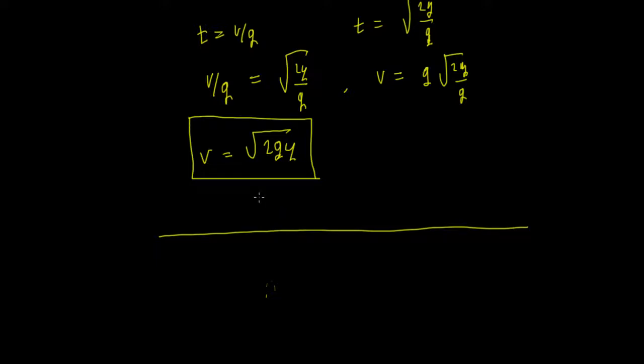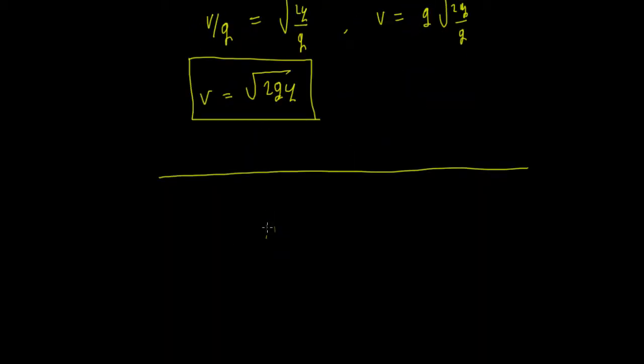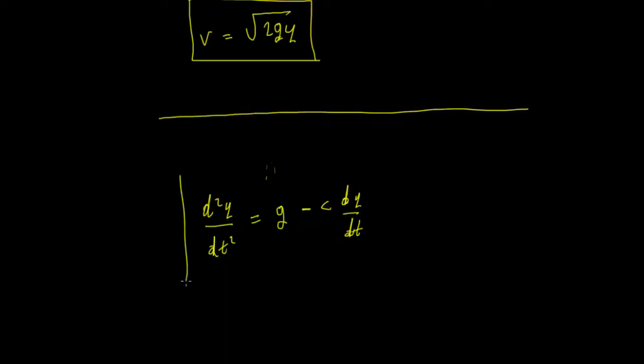So we're able then to rewrite the differential equation as d squared y by dt squared equals gravity, but we'll be taking off the retardation, which is directly proportional to the velocity, which is the change in position with respect to time. Okay, so that's our new little differential equation.